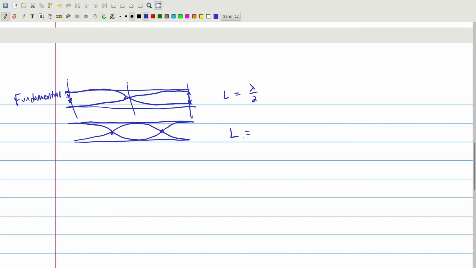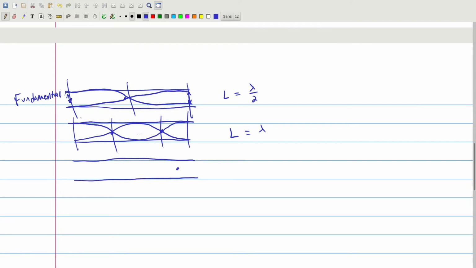L is equal to, all right, so we've got half a wavelength here. We've got a quarter there and a quarter there. I didn't draw that; that should have been a lot bigger in the center. So lambda is equal to L, because we have 2 quarters plus 1/2, which is 1 full wavelength.